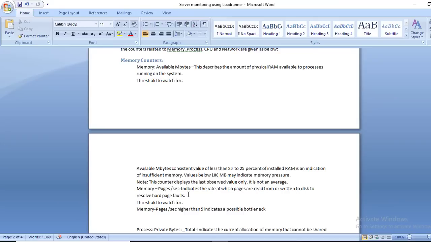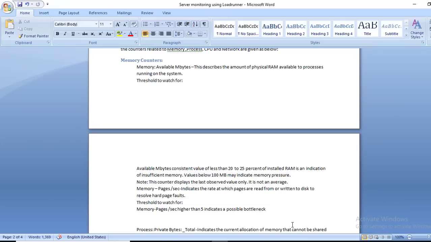Memory pages per second. This is another memory counter. It indicates the rate at which pages are read from or written to disk to resolve hard page faults. Now what is a page fault or paging? Paging means blocks of data from RAM are shifted to the hard disk if the space in memory or in RAM is less. So this is called paging, and it is not a good thing. Paging should not occur at all.